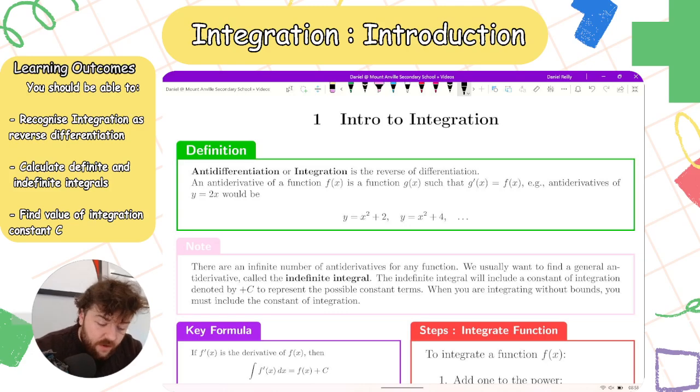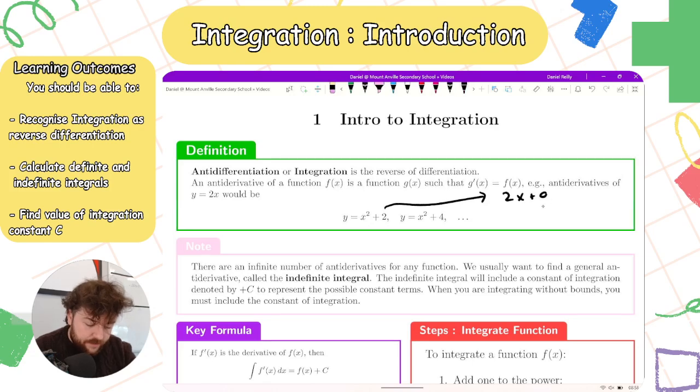Antiderivatives. So for example, the antiderivative of 2x would be x squared plus 2 or x squared plus 4, because if I were to differentiate these, I'd get 2x plus 0. If I was to differentiate this one, I'd get 2x, right? These are known as antiderivatives. So whatever I'm doing to differentiate, I do the opposite to then integrate my function.